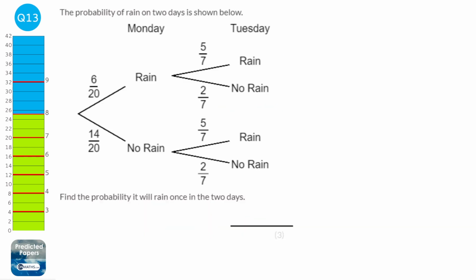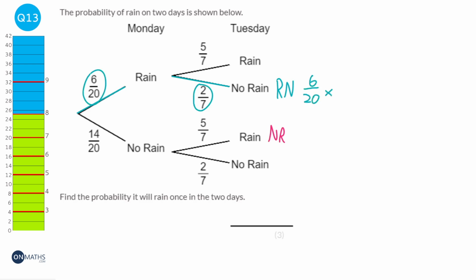So there are 2 outcomes that it will rain once in the next 2 days, and that will be rain and not rain, and not rain and rain. So to work out the probability it will rain on Monday and then not rain on Tuesday, what you're going to do is just multiply 6 over 20 by 2 over 7. So 6 over 20 times 2 over 7, and that will give us 12 over 140.